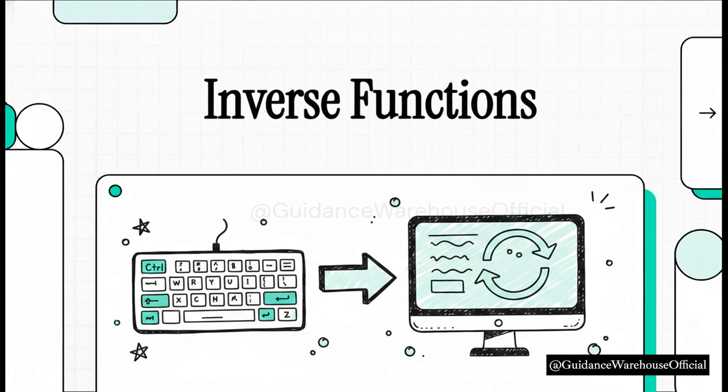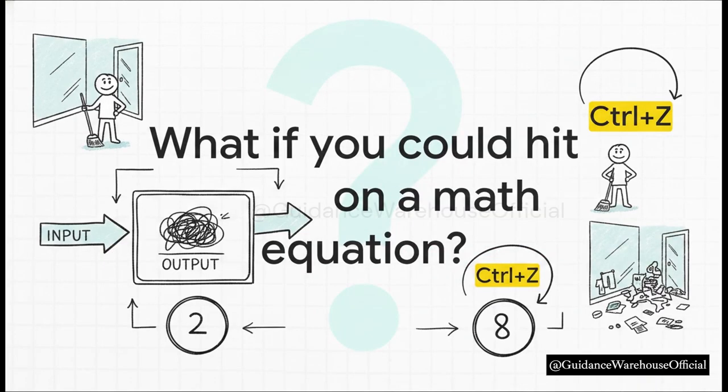Well, what if I told you there's a real-life Control Z for mathematics? Think about it. If mathematical functions are like machines that change inputs into outputs, turning a clean room into a messy one, or turning the number 2 into an 8, an inverse function is that magical Control Z that reverses the process entirely. It takes that messy room and makes it clean again, takes that 8, turns it right back into a 2.